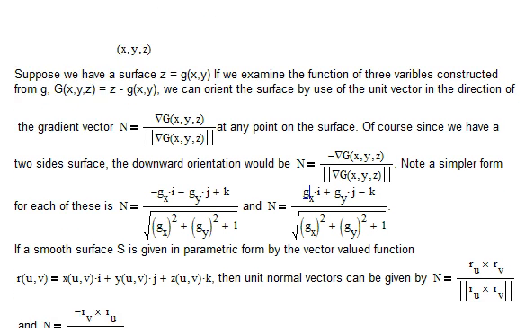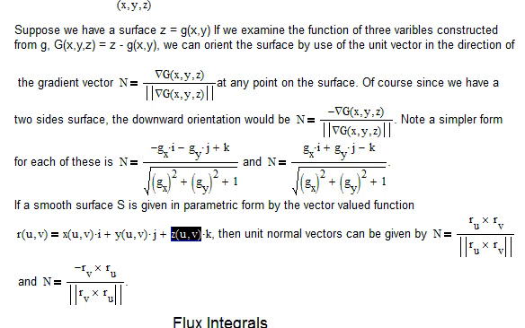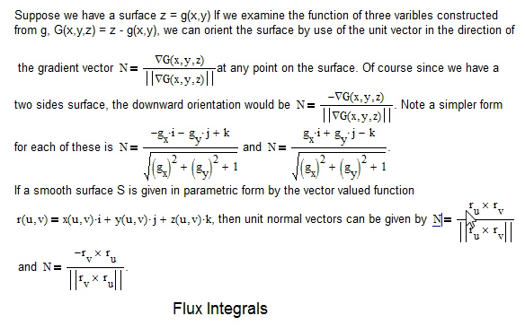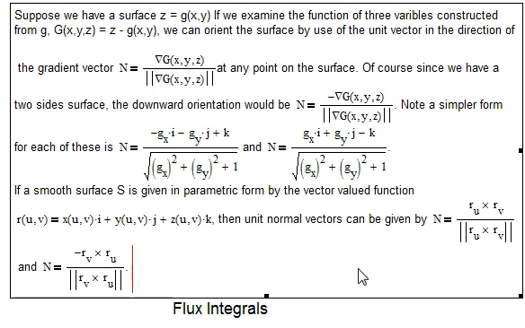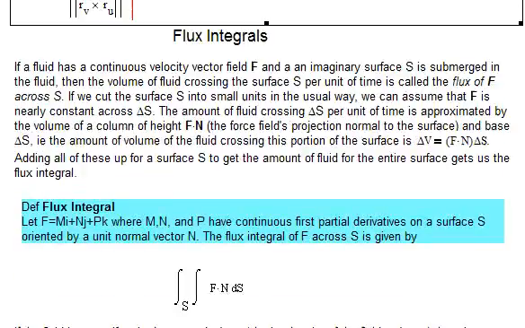So if a smooth surface S is given in parametric form by the vector valued function R of u,v equals x of u,v i plus y of u,v j plus z of u,v k, then unit normal vectors can be given by R_u cross R_v, that's the partial of R with respect to u cross the partial with respect to v, divided by its length, or the negative of that divided by its length. Okay, the length being the same either way. And finding such normal vectors is required for what are called flux integrals.